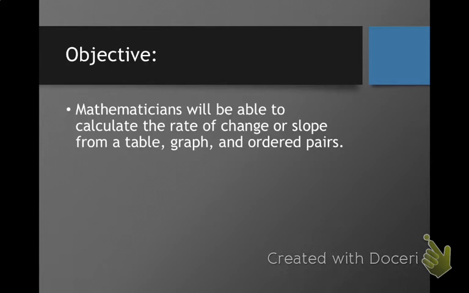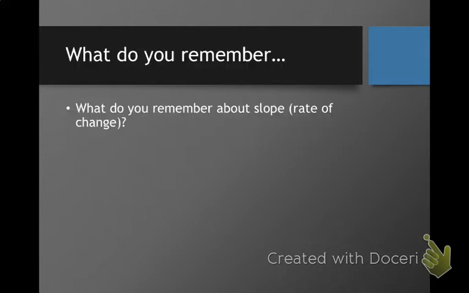So our objective here for today is that you all, the mathematicians in this classroom, will be able to calculate the rate of change or slope from a table, from a graph, and from ordered pairs. So 3 different ways that we will be calculating slope here today.